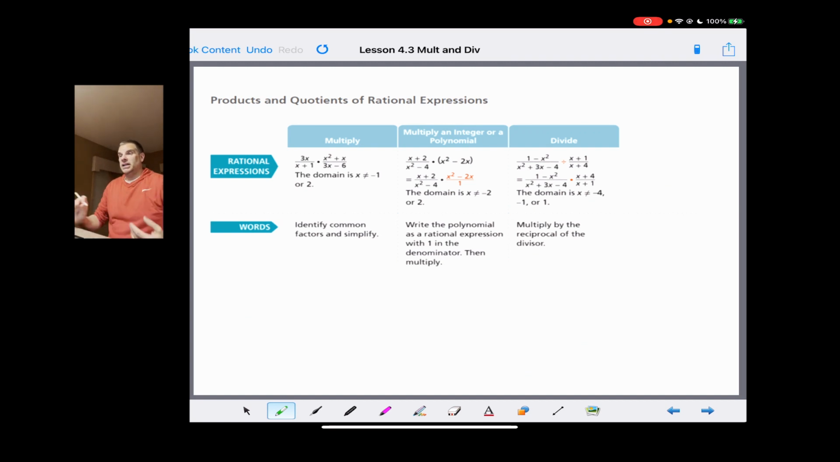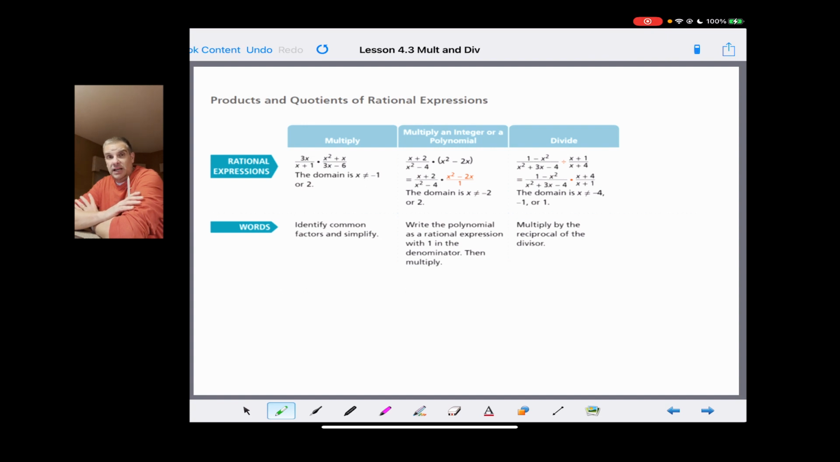So that's multiplying and dividing rational expressions. Remember, when you're multiplying and dividing rational expressions, it's top times the top, bottom times the bottom. Do your reducing with your fractions within there, and then go from there.